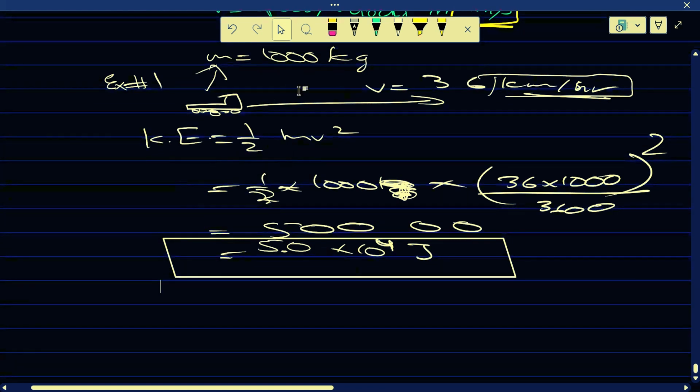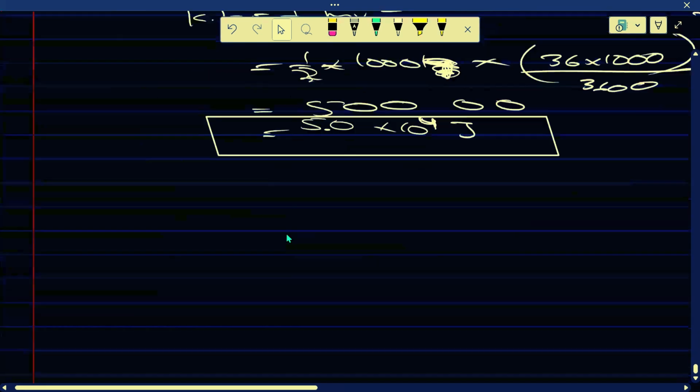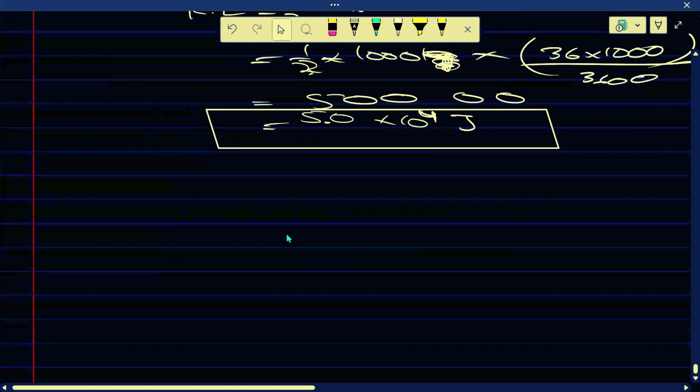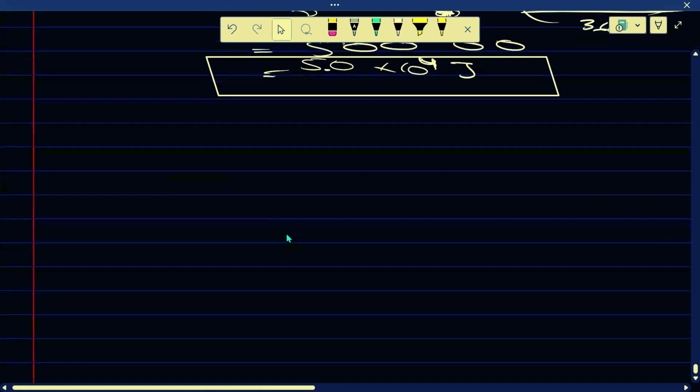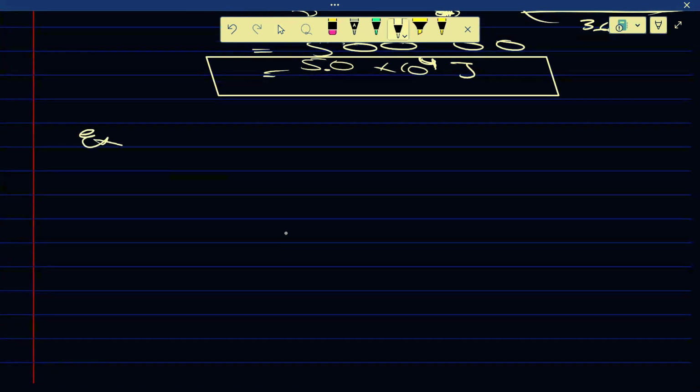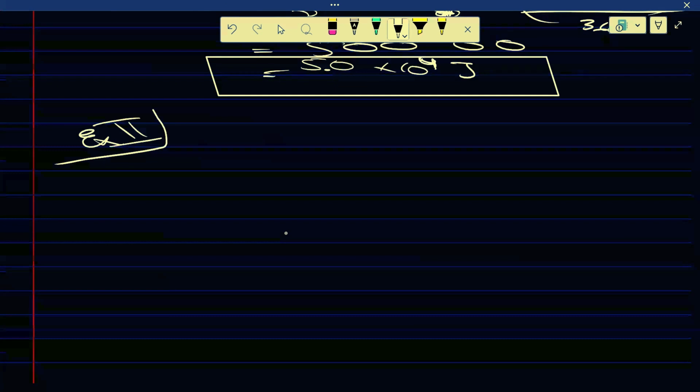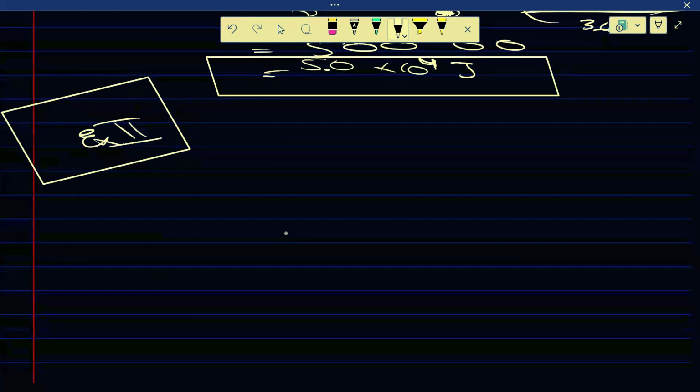In this we have the mass and we have the velocity, so we put the values in the formula. Here we find the kinetic energy, which is 5.0 times 10 exponent 4 joules, or 50,000 joules. Now let's do another example, example number two.